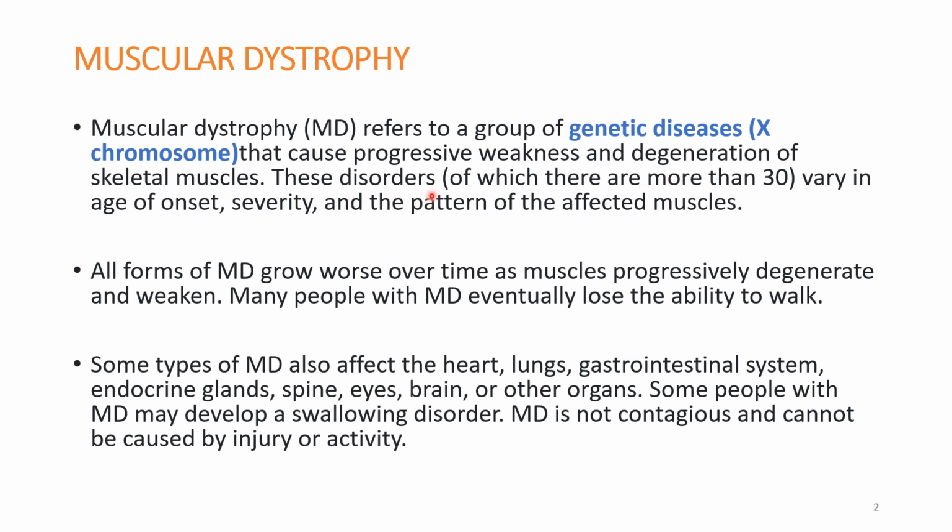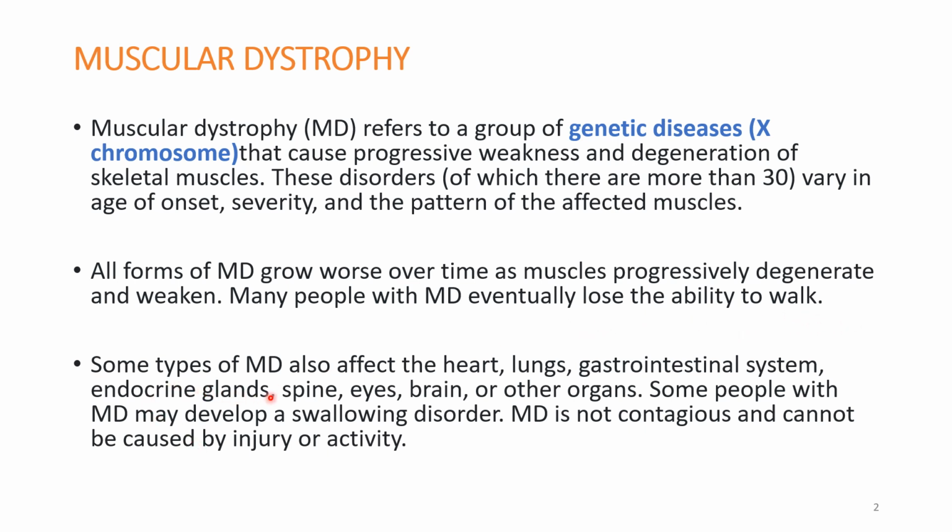More than 30 of these disorders are identified. They vary in the age of onset, severity, and the pattern of the affected muscles. All forms of muscular dystrophy grow worse over time as muscles progressively degenerate and weaken. Many people with muscular dystrophy eventually lose the ability to walk.